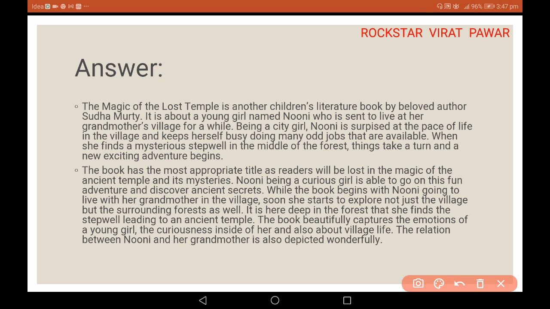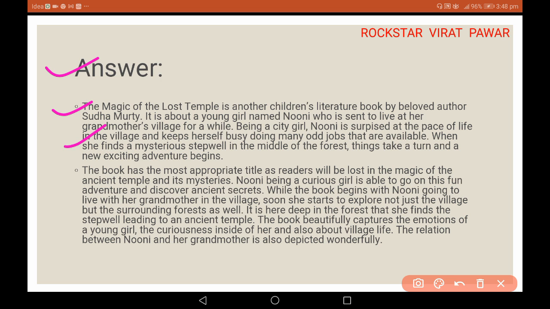Now see, the answer is given. The Magic of the Lost Temple is another children's literature book by the beloved author Sudha Murthy. It is about a young girl named Nuni who is sent to live at her grandmother's village for a while. Being a city girl, Nuni is surprised at the pace of life in the village and keeps herself busy doing many odd jobs that are available.